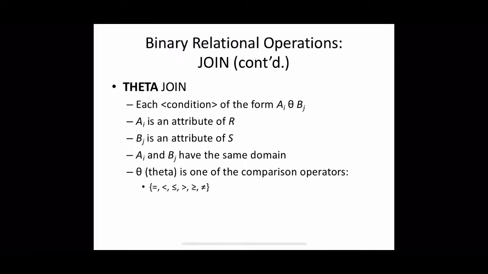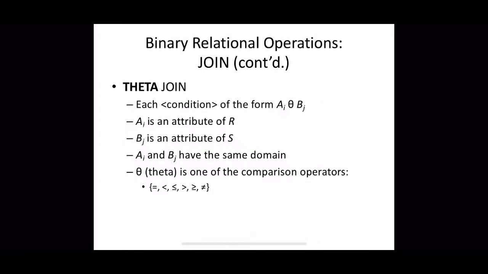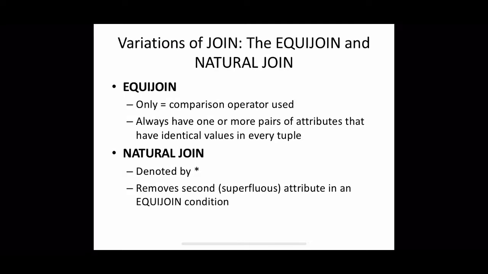Just for example, here also, we will see that the manager SSN and the SSN in the resulting tuple are the same value, right? This is actually a duplicate. So we can eliminate this duplicate entry using the third operation, that is natural join, which is denoted by the star operation. So this will remove the second, superfluous attribute in an equijoin condition.